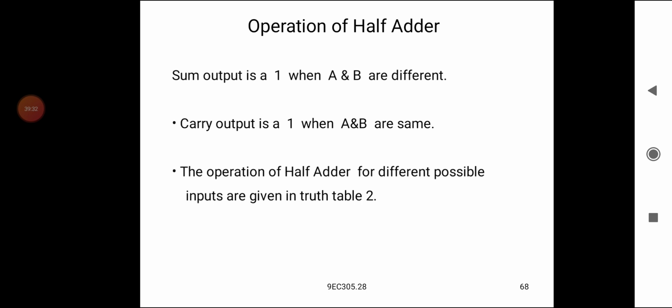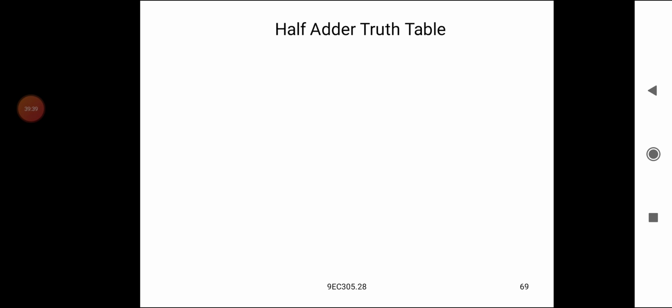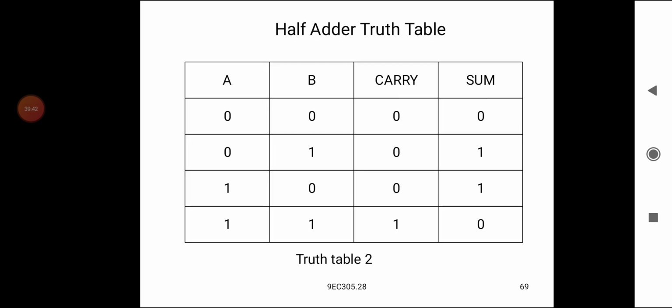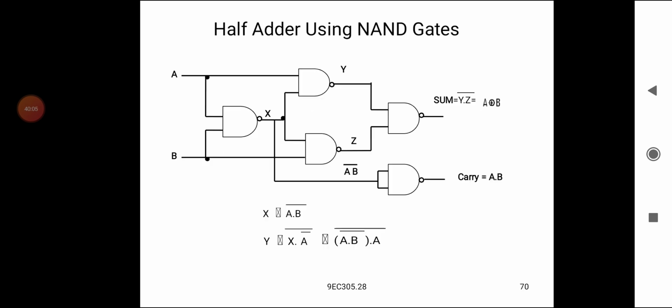The operation of half adder for different possible inputs is given in truth table 2. Half adder truth table: A and B are inputs, sum and carry are outputs. For 0 0, the carry is 0 and sum is 0. When A and B are 0 and 1, sum is 1 and carry is 0. For 1 and 0, sum is 1 and carry is 0. For 1 and 1, sum is 0 and carry is 1.